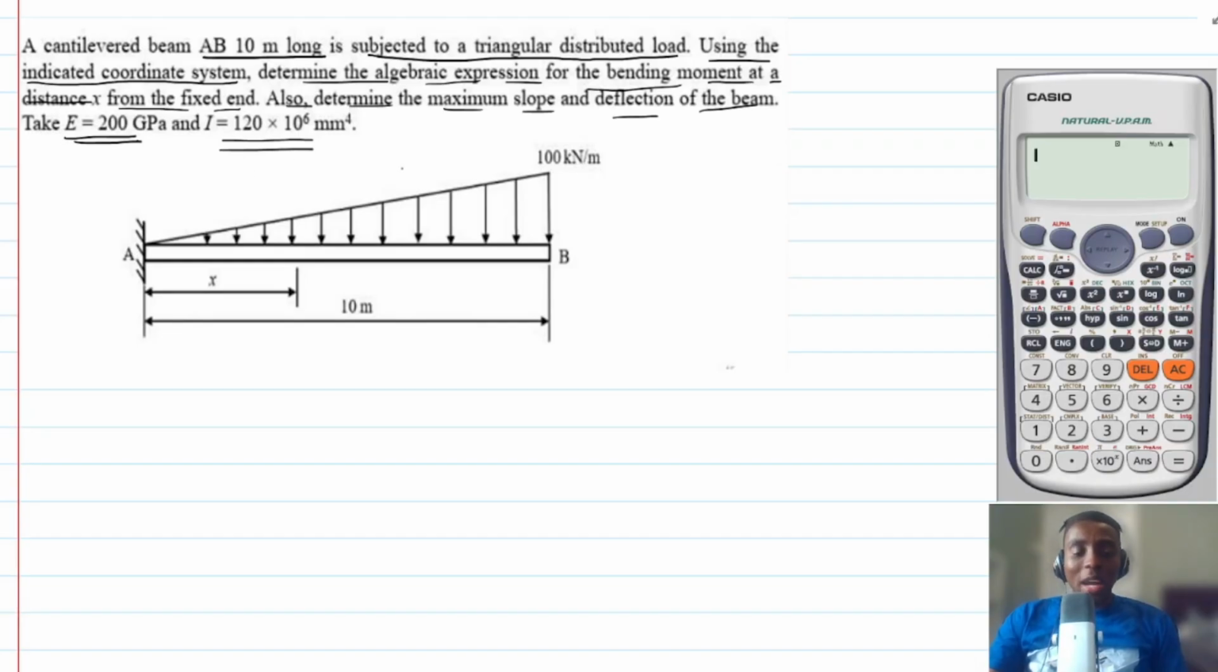Right, so actually this problem can best be solved if we represent these by variables. So I'm going to assume that the length is L, and the intensity is W naught. Then when we finish everything, we put the values inside. All right, good.